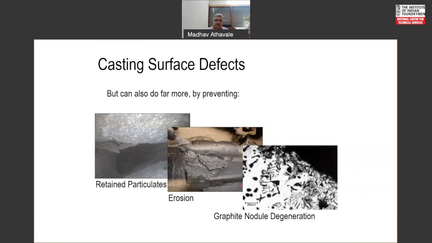Then there can be some things which can come because of retained particulates. Sand plus coating particles may remain. Then erosion, which can be because the surface has weakened and has got washed away. And in large HGIN castings, under certain set of conditions, you may get graphite nodule degeneration on the surface, as you can see here.